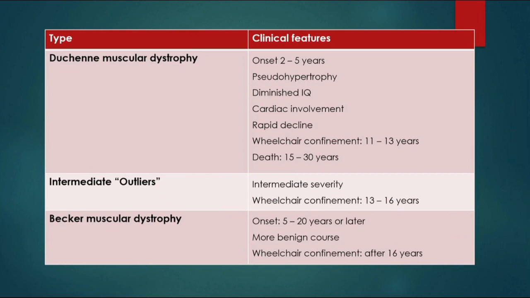The wheelchair confinement age was used to distinguish between the various types of these dystrophinopathies. Like if they were wheelchair bound before 13 years of age, they were classified as Duchenne, and if after 16, they were classified as Becker muscular dystrophy. And if that happens between 13 and 16 years of age, then they are classified as intermediate or outliers. However, this natural history has been changed by the advent of many new treatments. So other parameters are also taken into account to classify them.